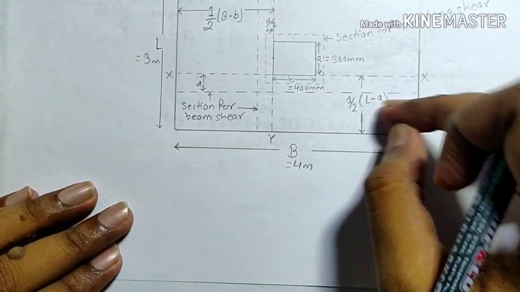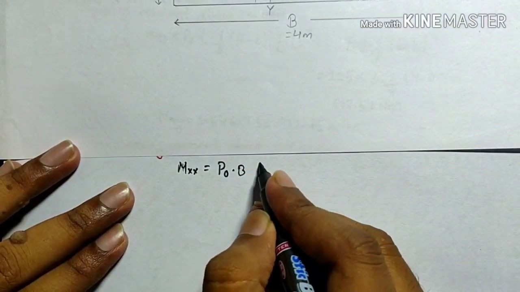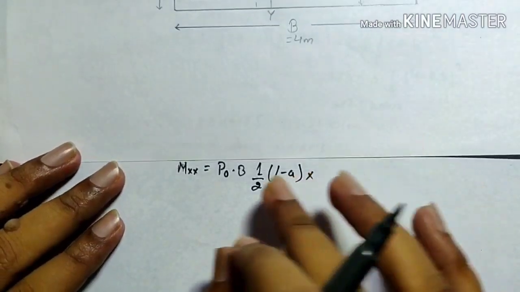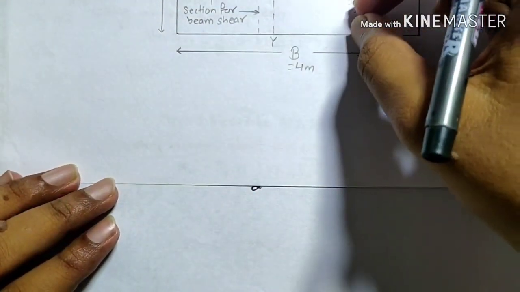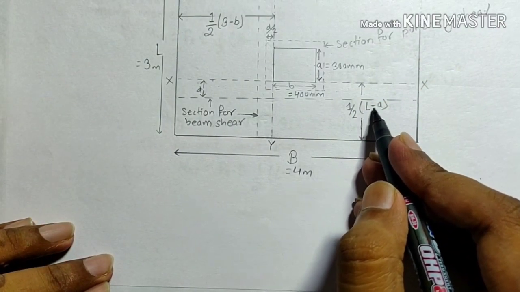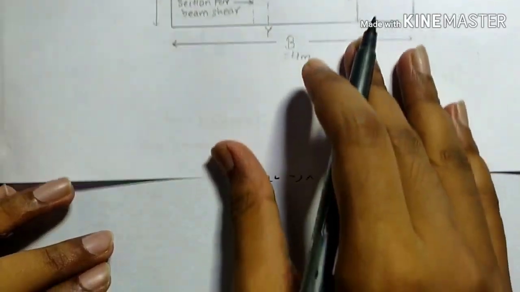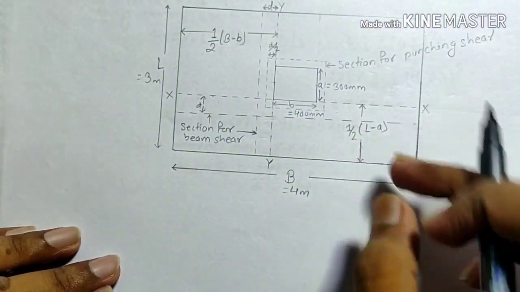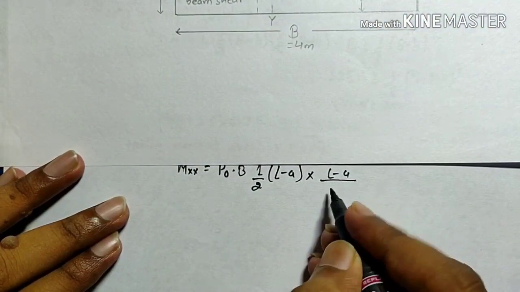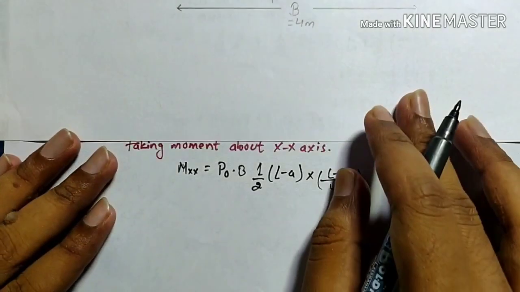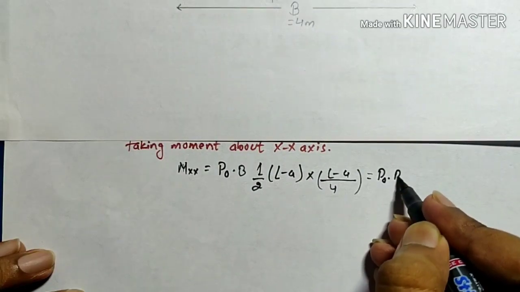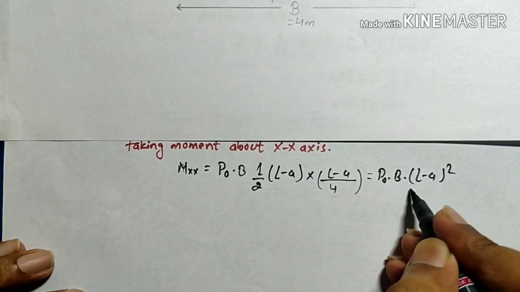1 by 2 times L minus a. So write it down here, 1 by 2 times L minus a. And again, to convert it into the moment, we need to take the distance up to the CG, and the CG of this portion will be half of this, L minus a by 4. So we need to divide this by 2, so it will become L minus a by 4, and the final equation will be equal to P naught into B times L minus a whole square divided by 8.